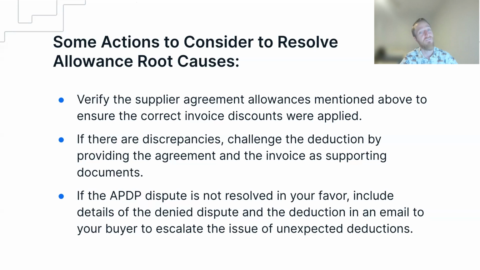So if the evidence is on your side and for whatever reason APDP is not accepting your dispute, then I would summarize that data, again with the agreement and the invoices, and potentially escalate that to your buyer to try to start a reversal process or just to use as leverage for other scenarios in the future. But it should be cut and dry. So if you don't have dispute success initially, we'd still recommend to escalate because these are agreements. It should be standardized.